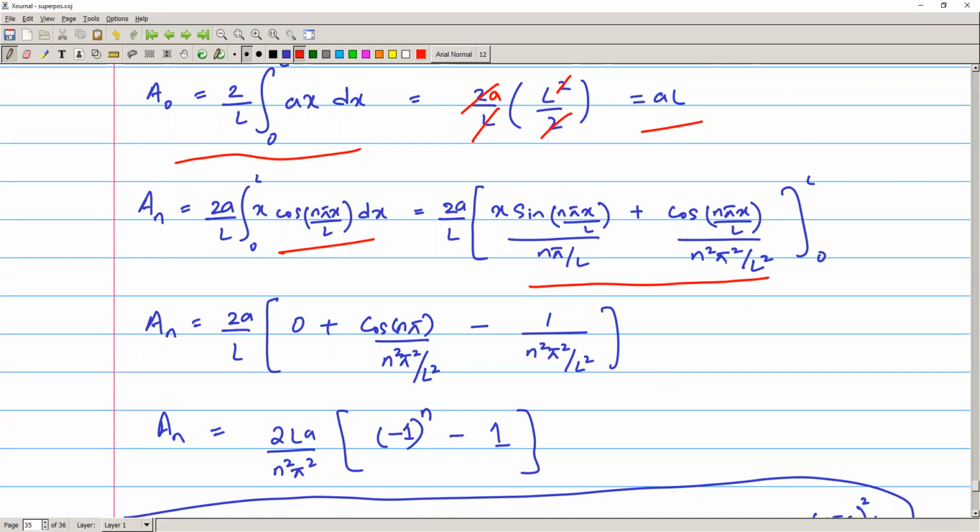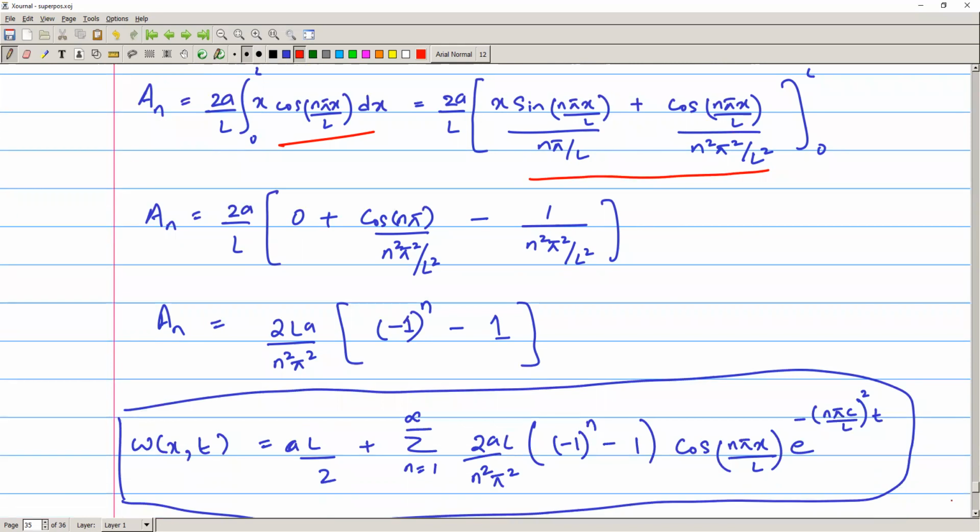Then what we did, we applied the limits from 0 to L, and we are only left with this, which will be 0 in both cases because sine 0 is also 0 and sine n pi is also 0. And this cos n pi will be negative 1 to the power n, and this cos 0 will be 1. So this will be the final form of an, after simplification.